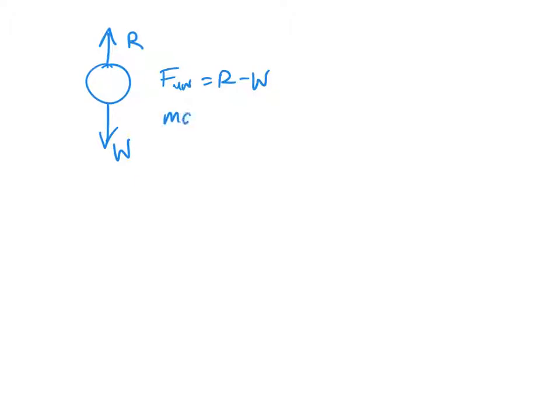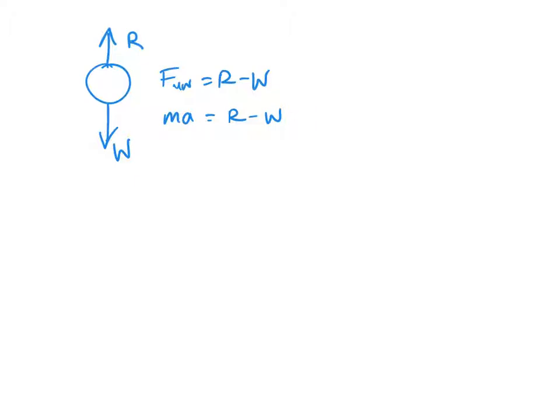Then using Newton's second law, we can say ma equals R minus W. What this does is enables us to link the acceleration of the lift to the value of R. M is fixed, and because of that, W is fixed. It's just mg, remember.